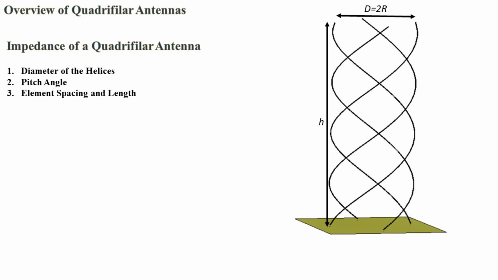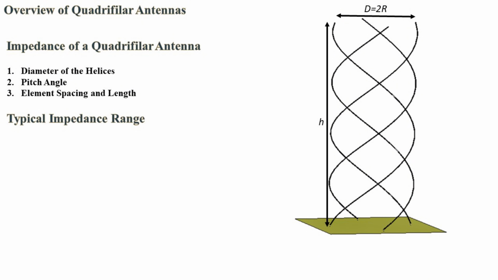The angle typically lies between 15 and 30 degrees, and the specific angle impacts both the impedance and the radiation pattern. Element spacing and length. The physical length of the helices and their separation also influences the impedance. In general, a quadrifilar antenna with more turns and longer elements tends to have a higher impedance.